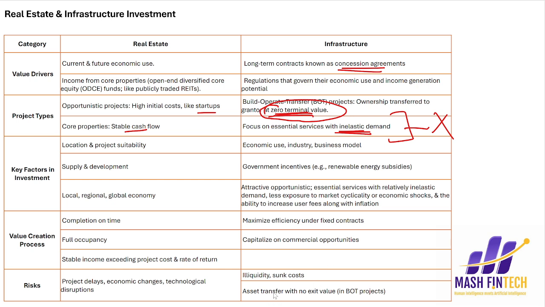And also asset transfer with no exit value. Remember, when you look at the build, operate, transfer, what happens is that it's transferred to the guarantor at zero terminal value.